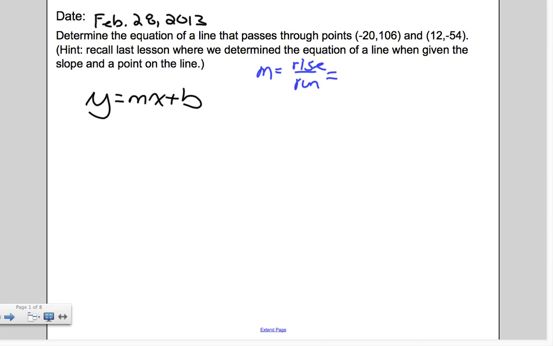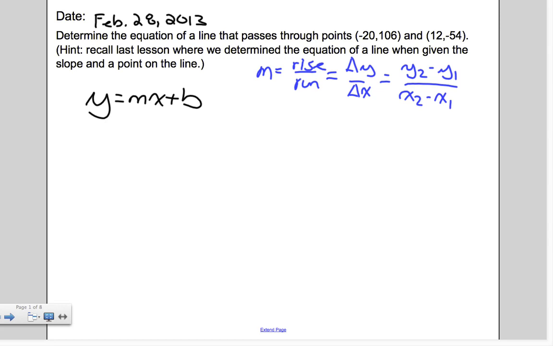Good. So first I'm going to do delta y over delta x, because I like saying delta. I don't know why, I just do. Delta y over delta x, which is the same as y2 minus y1 over x2 minus x1.